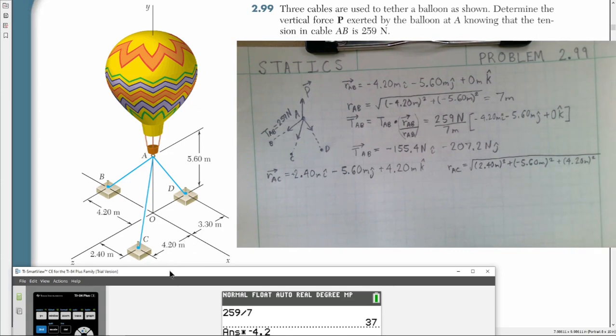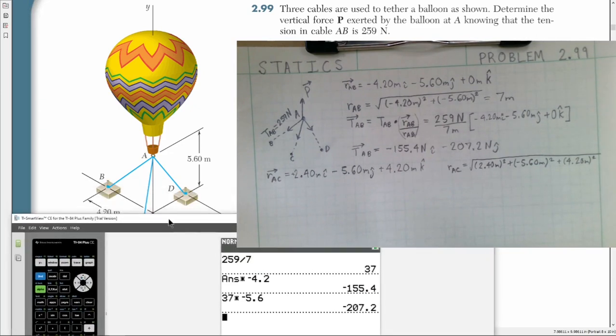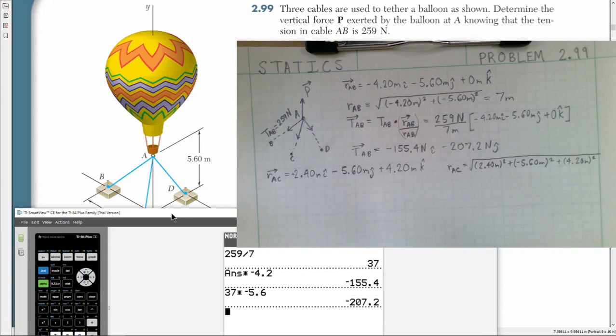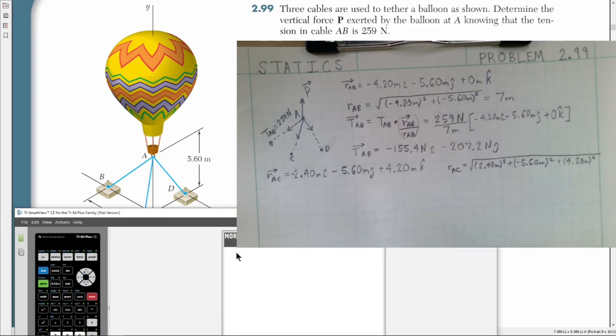So we're going to go back down, bring the calculator up. Okay. Go ahead and clear the screen real quick. So we have our 2.4 value squared plus our negative 5.6 value squared plus our 4.2 value squared. We don't need to square the positive values in parentheses, only the negatives must go in parentheses. So we take the square root of this number.